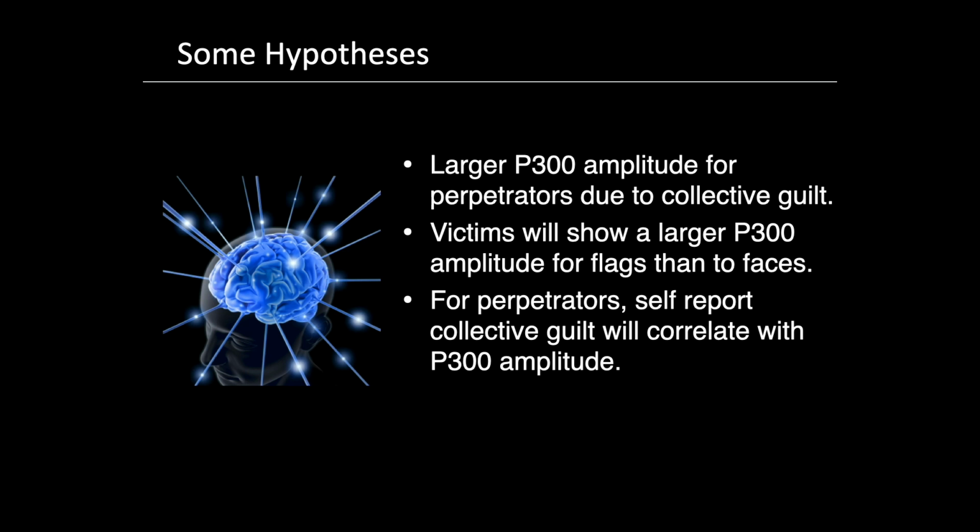But the most important prediction was the last one, which was that we thought that for perpetrators, self-reports of collective guilt would correlate with their P300 amplitude. So what that means is that we thought that those participants who felt really guilty about what happened at the previous session, because they were in the perpetrator condition, that they'll feel guilty about the fact that this flag was ruined. And when they see a picture of the flag or see a picture of the person who did this, they're going to show a big P300 that correlates with how guilty they feel.